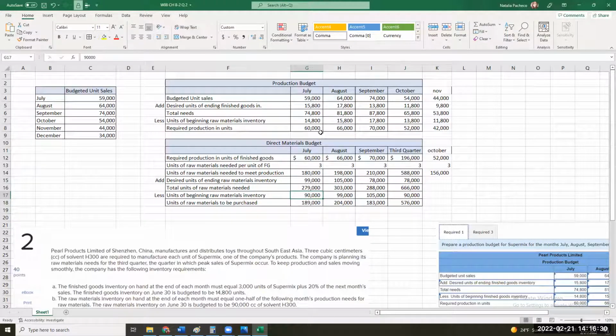And then for August, it's going to be the desired ending from July, and September from August. For the third quarter total, it's going to be the same as July, because that was the beginning of the quarter. And finally, the units of raw materials to be purchased is just these two subtracted together. And that's it. I hope that helps.